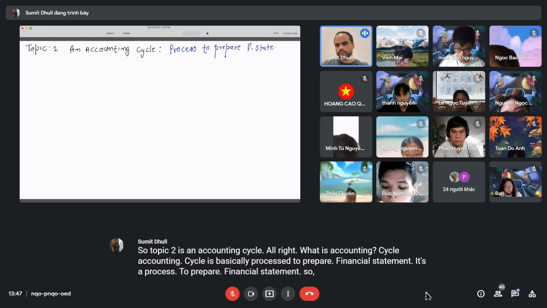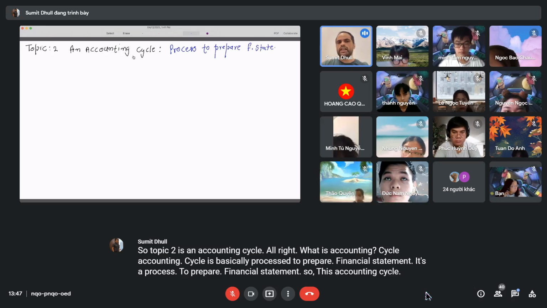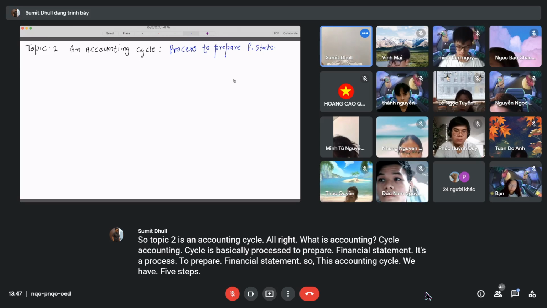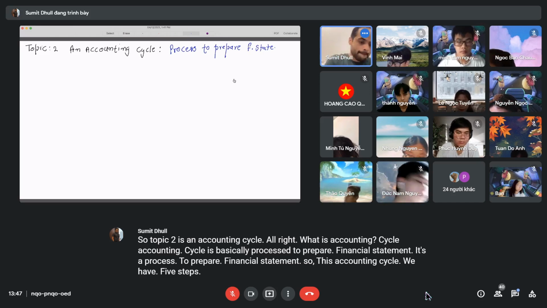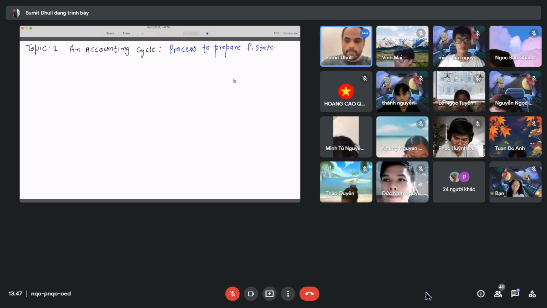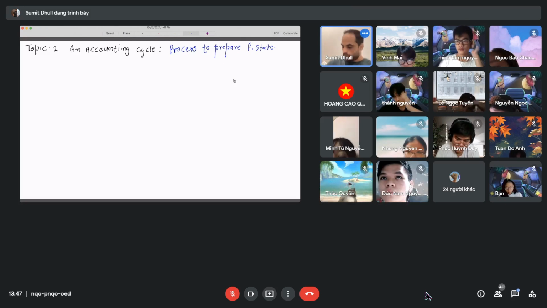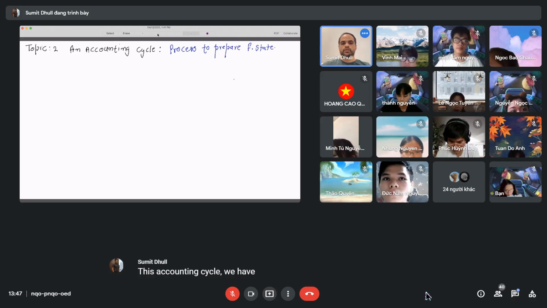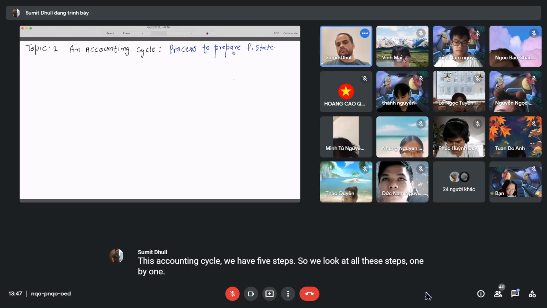So this accounting cycle, we have 5 steps. We look at all these steps one by one to prepare the financial report.